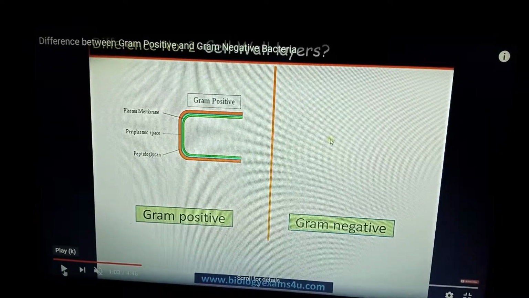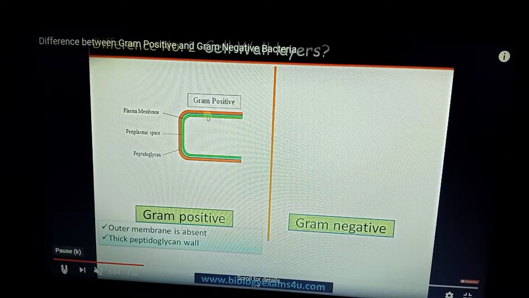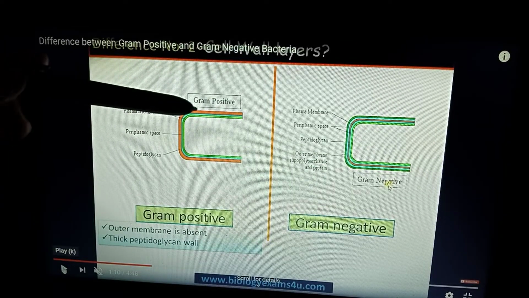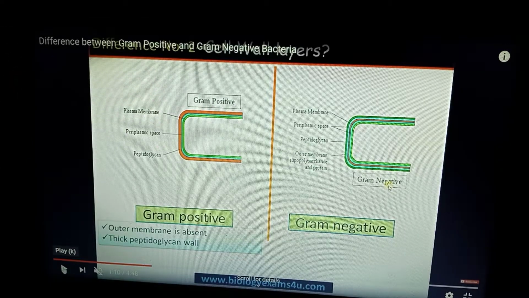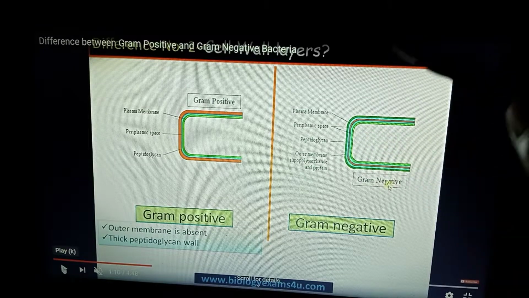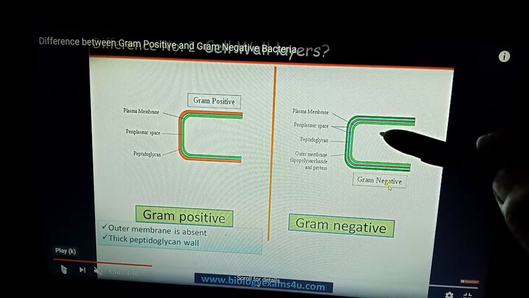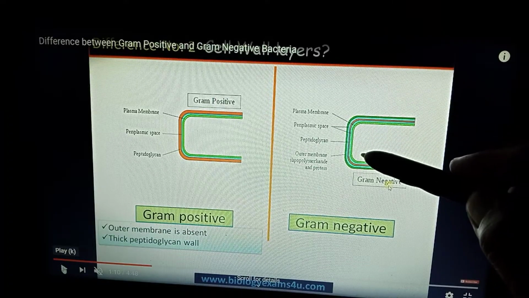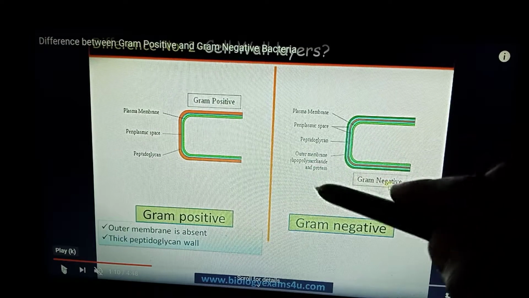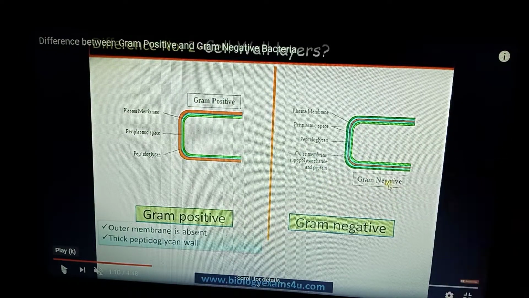While in your gram-negative bacteria, that is a plasma membrane. Outside of the plasma membrane, there's a thin layer of a peptidoglycan wall. There's a thin layer of your peptidoglycan wall, and commonly the outer membrane composed of your lipopolysaccharides and your protein.